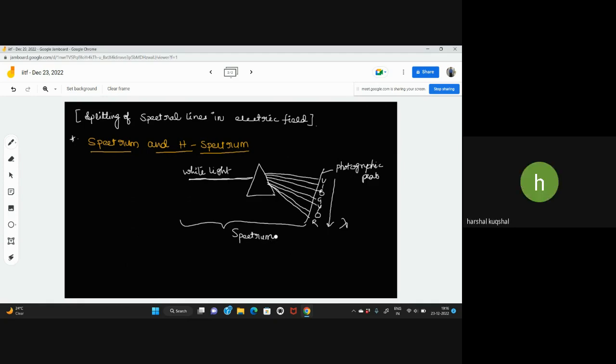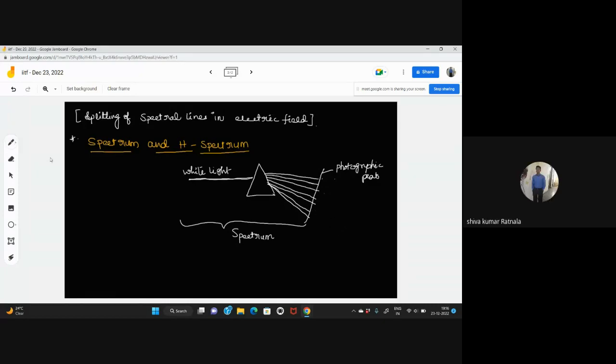Sir, violet light will have more deviation, right? Yes. But you wrote violet at the top. Actually, it should come from bottom to top. I have written it in the reverse direction. The wavelength and frequency are correct, but they should be opposite.